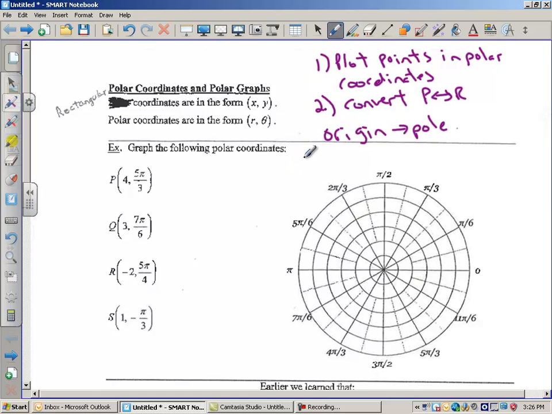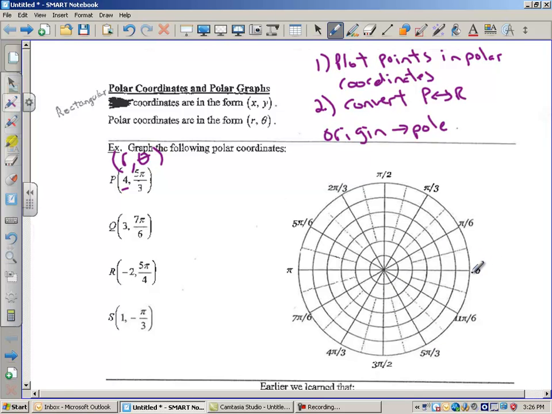And so let me show you how to find this. This would be, 4 would be r, and the 5 pi over 3 would be your theta, because they're in the form r comma theta. Now what that means is you're going to go to the fourth circle and find 5 pi over 3. And you can do this in either order. You could also go to 5 pi over 3 and then go to the fourth circle. So let's take a look at that. 5 pi over 3, well, is labeled right here.